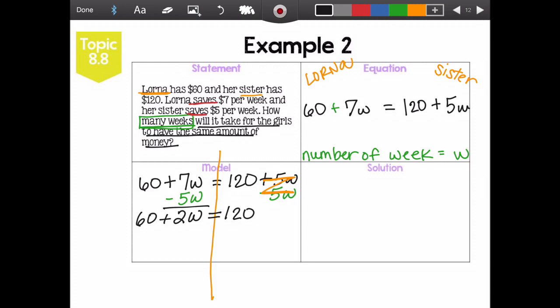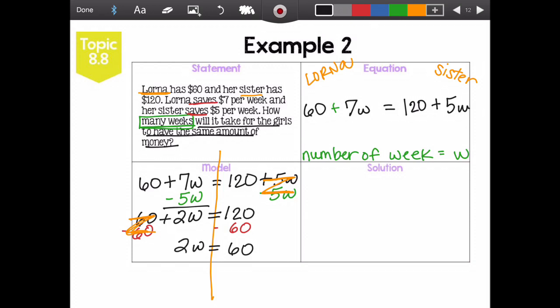So now that I've got the variables all on one side, now I want to move the constants to one side, meaning the constants in these equations are 60 and 120. I want to subtract this 60, so I can keep my constant positive. So minus 60 on this side as well. This becomes 0 pairs. Okay, and 120 minus 60 equals 60. And again, I'm going to bring down the 2W on this side.